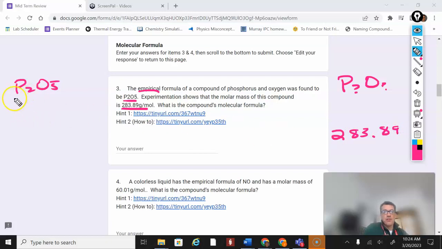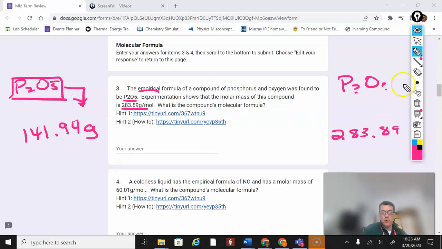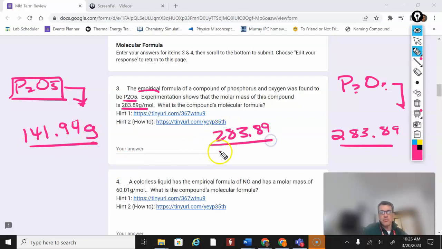283.89. Now, if I take the molar mass of this, if two phosphorus and 5 oxygens, and put all of that together, and I do the math for it, using the periodic table, this should weigh 141.94. All right, so again, this weighs 141.94. This weighs 283.89. I can basically set up a ratio. In other words, how much bigger is this number than that number?